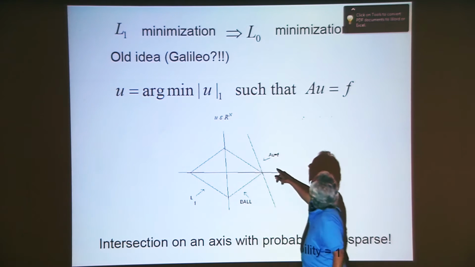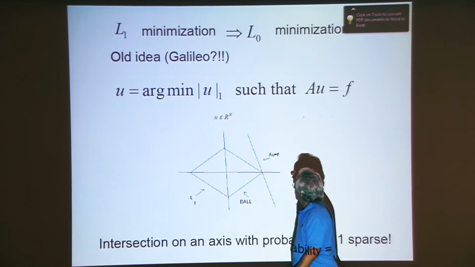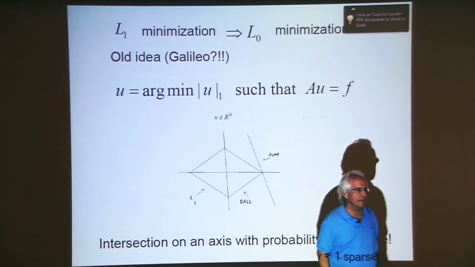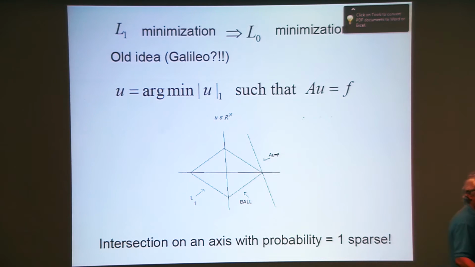Here's Au equals f. This is one equation in two unknowns, so there are many, many solutions. Anything that lies on that line is a solution. What you want is a solution which has the fewest non-zero elements, right? That's called the sparsest solution. So u, in this particular case, is a 2-vector.